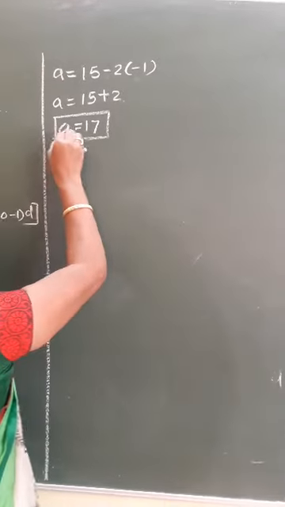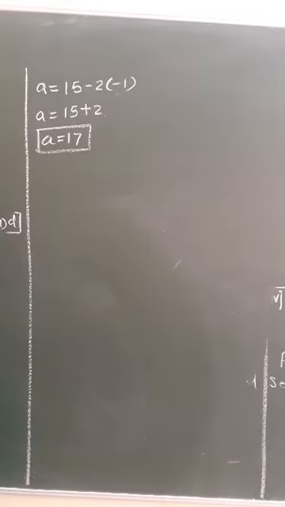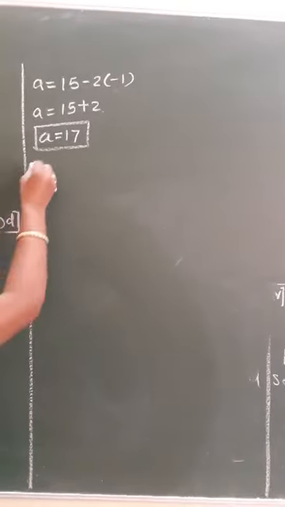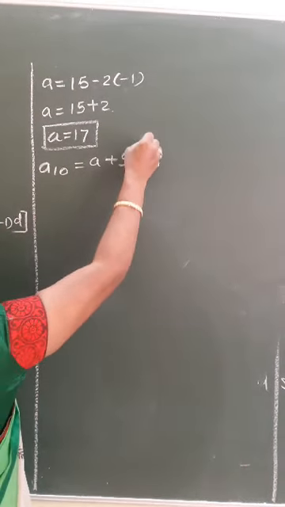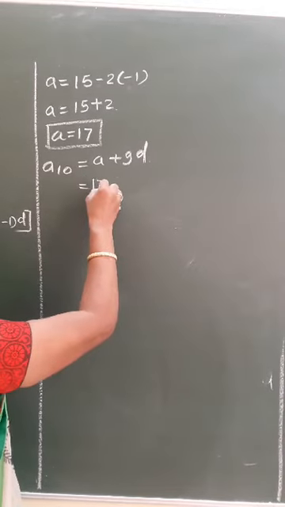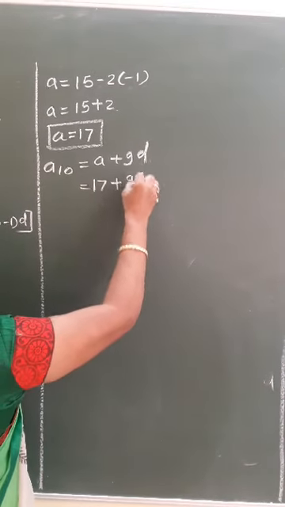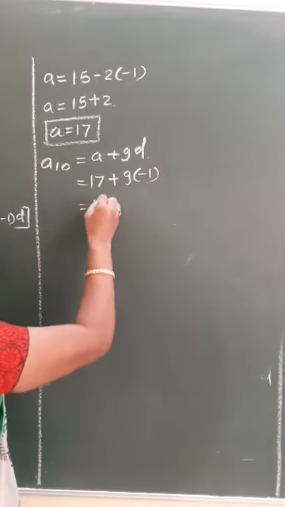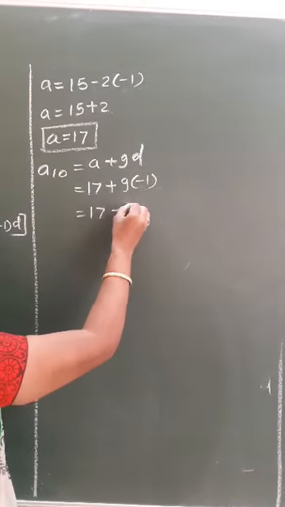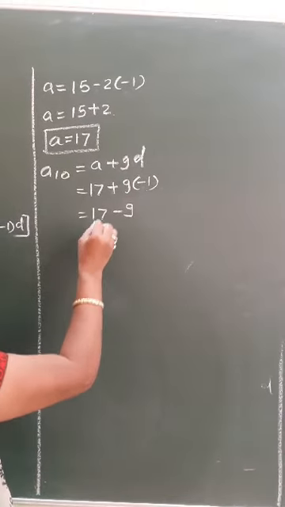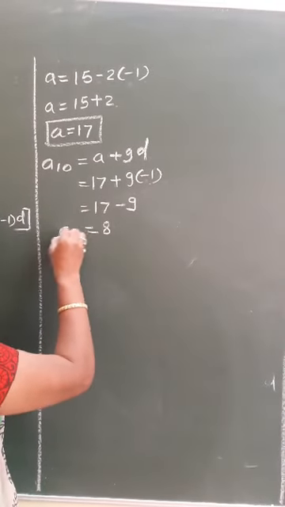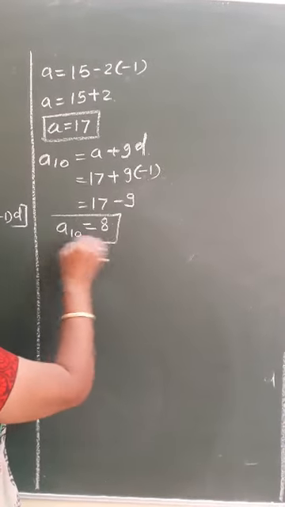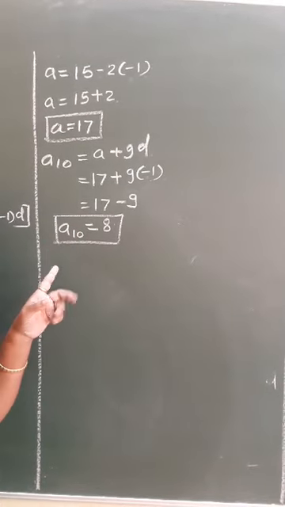Now the value of A is 17, but we have to find A10 also. A10 formula, tell me here, A plus 9D. The value of A is 17 plus the value of D is minus 1. So we will get 17 plus 9 into minus 1 is minus 9, and 17 minus 9 is nothing but 8. And so we will get the value of A10, which is equal to 8.